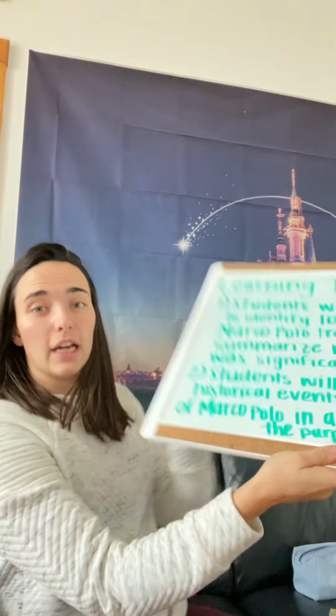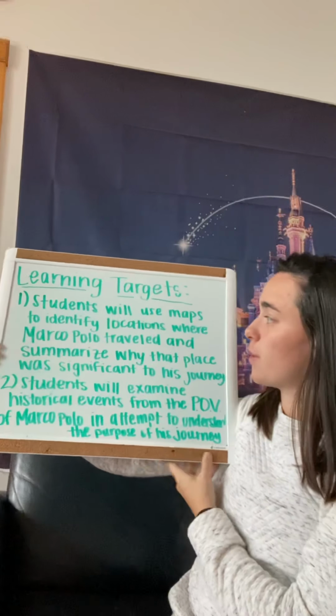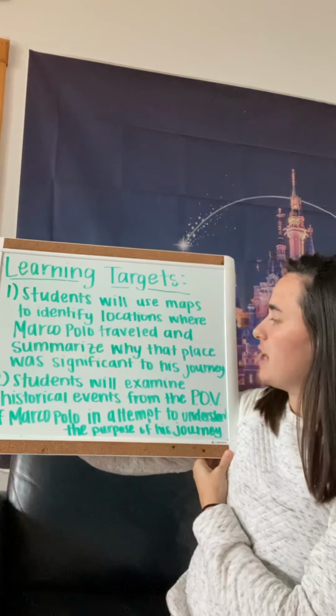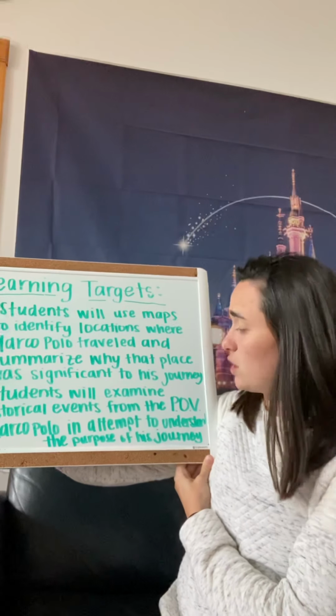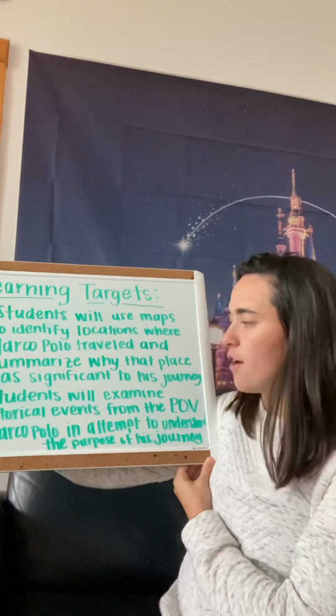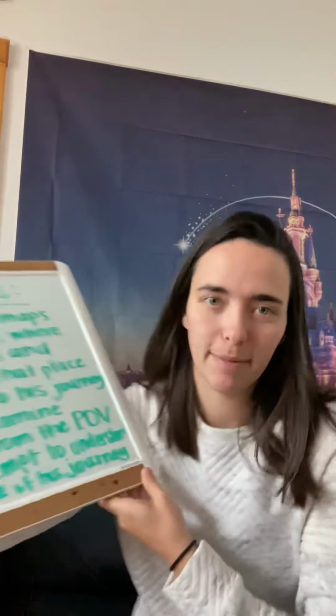The learning targets are: students will use maps to identify locations where Marco Polo traveled and summarize why that place was significant to his journey. And the second one is, students will examine historical events from the point of view of Marco Polo and attempt to understand the purpose of his journey.